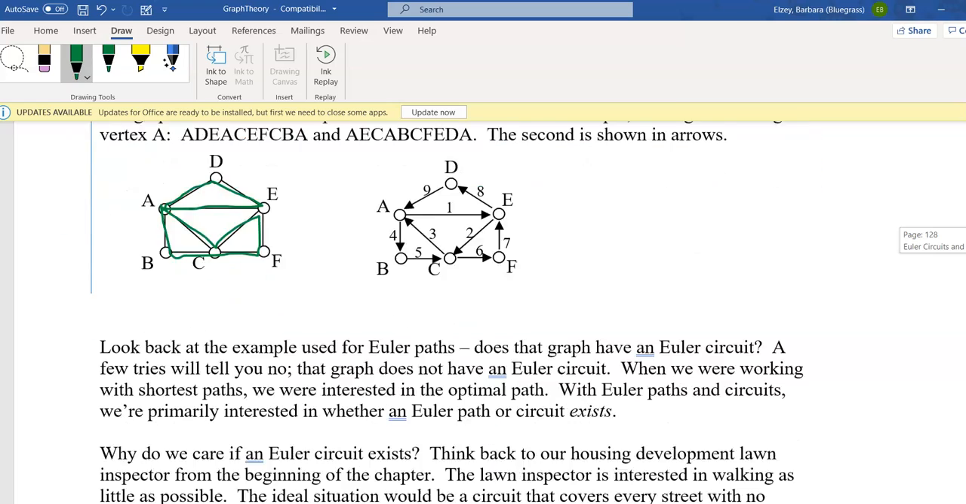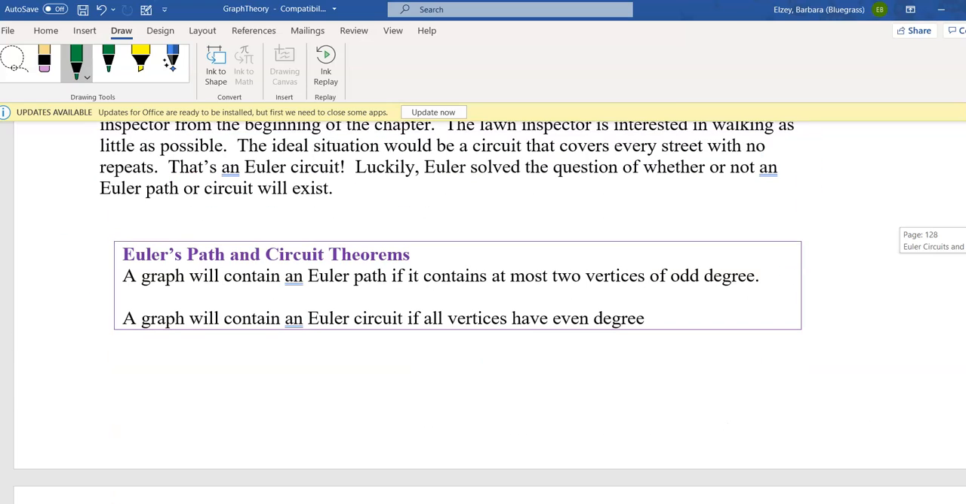All right, now, this is a very important idea. Euler's path and circuit theorems. A graph will contain an Euler path if it contains at most two vertices of odd degree. All right, so in other words, and this may be easier for you to think about, we are allowed to have all even vertices except for two of them.